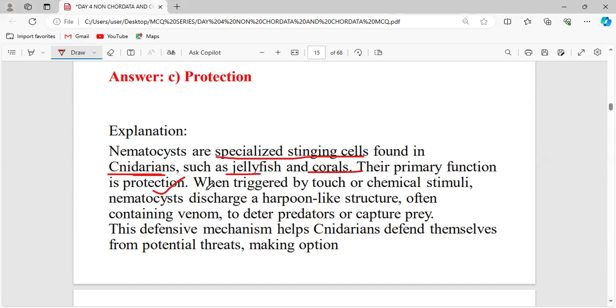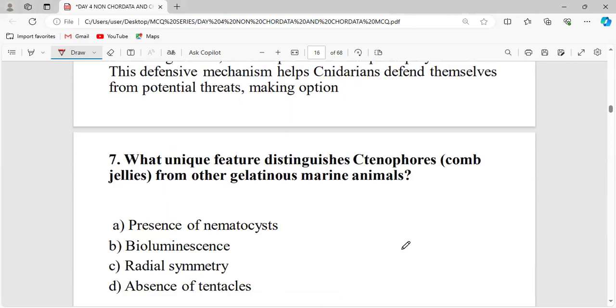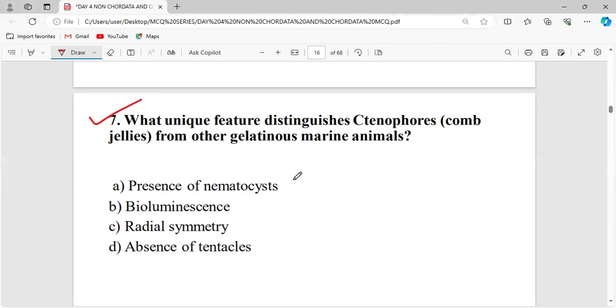How are they triggered? If the nematocyst is stimulated by chemicals or pheromones, they are triggered, and they act as a protector to that particular organism. Now, what unique feature distinguishes ctenophores from other gelatinous marine animals? How have the ctenophores been distinguished from other marine animals?